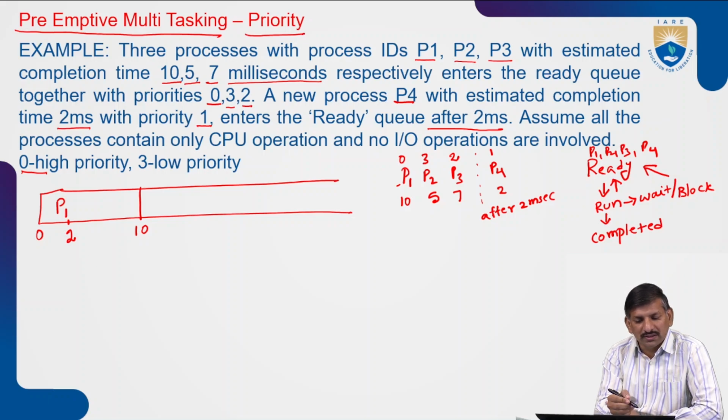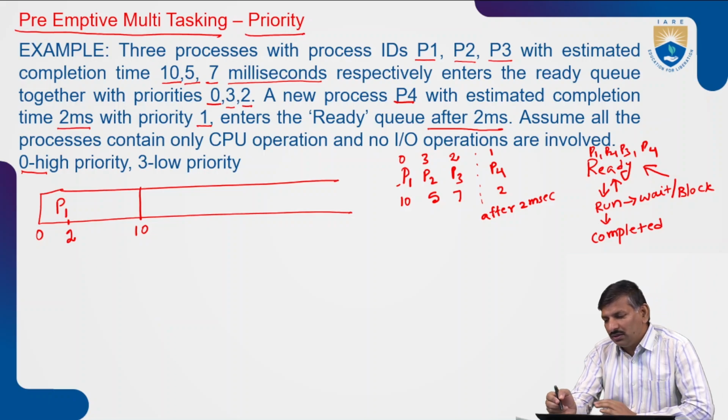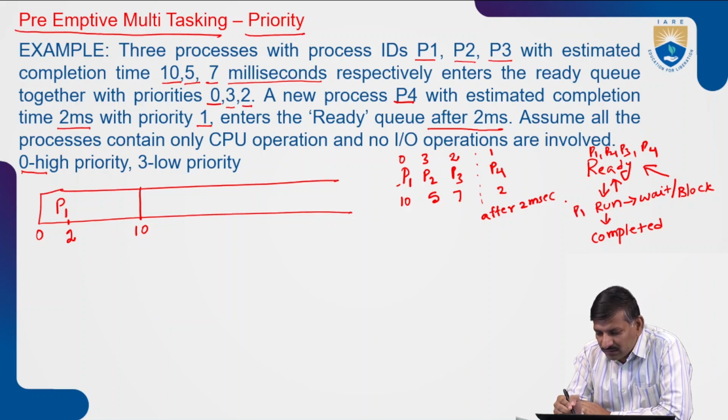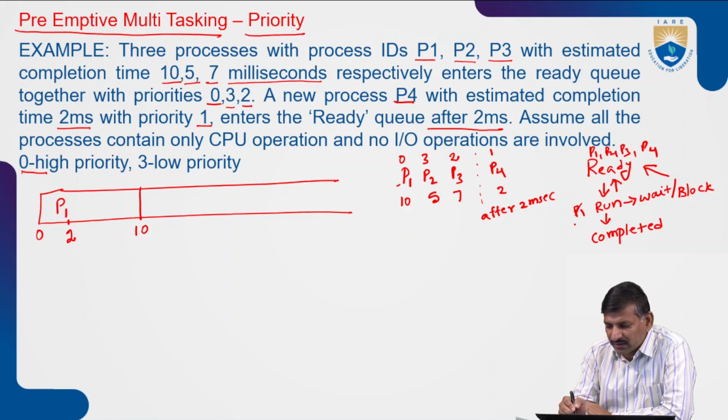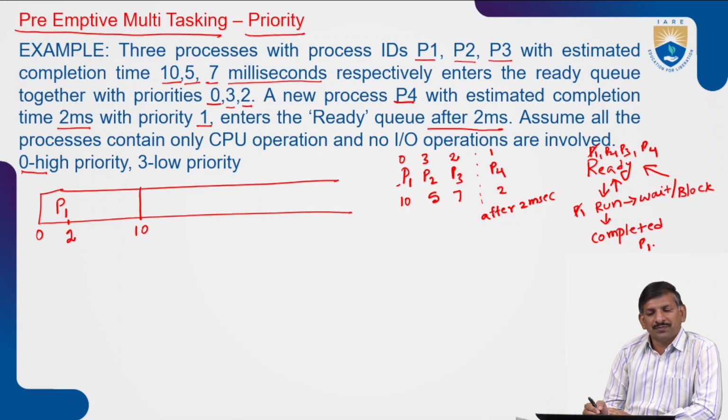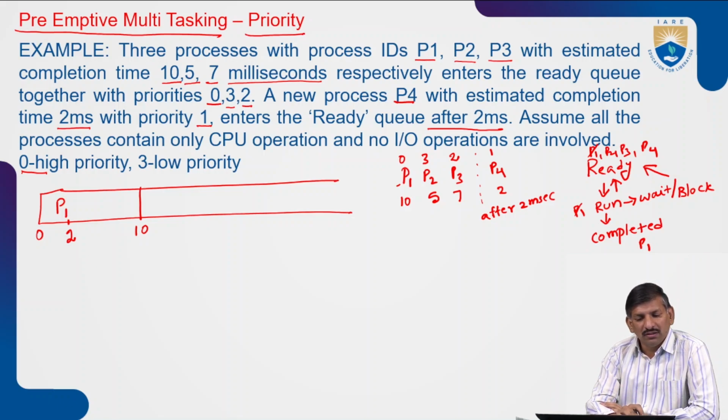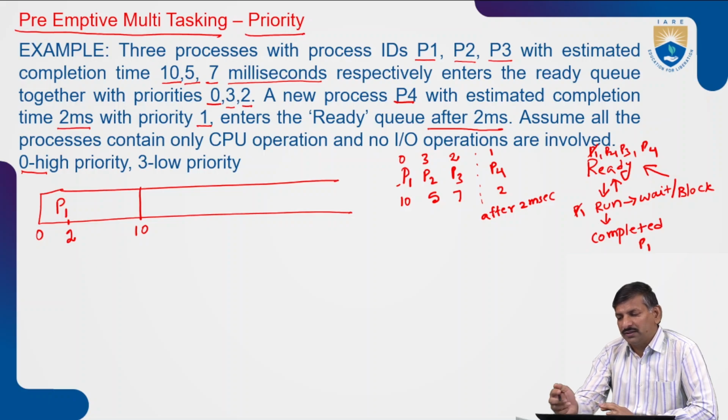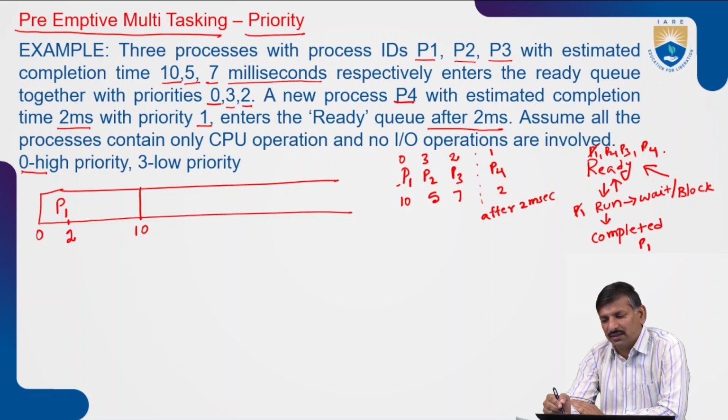The scheduler checks the ready state at the 10th millisecond. P1 was in the running state, and at the 10th millisecond its execution is completed and it enters the completed state. Next, at the 10th millisecond, the scheduler checks the ready state. What are the processes available in the ready state? P2, P3, P4.